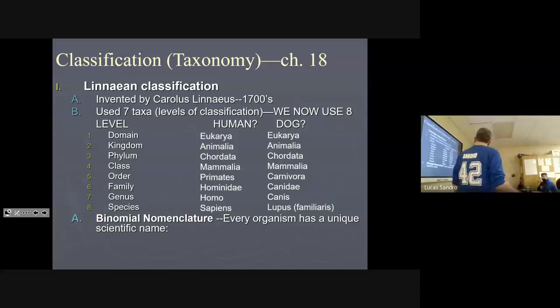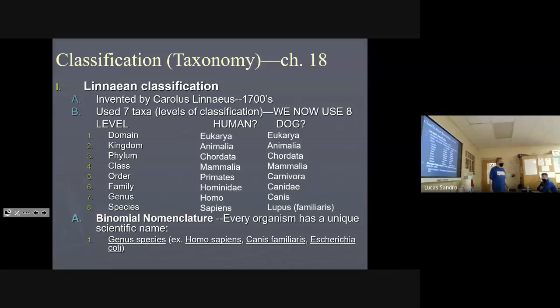Binomial nomenclature, really dumb name for that, we use the genus and species as the scientific name. There's a specific way to write it. You underline them if you're handwriting, you italicize if you're typing, and you capitalize the genus and not the species. Questions about that?